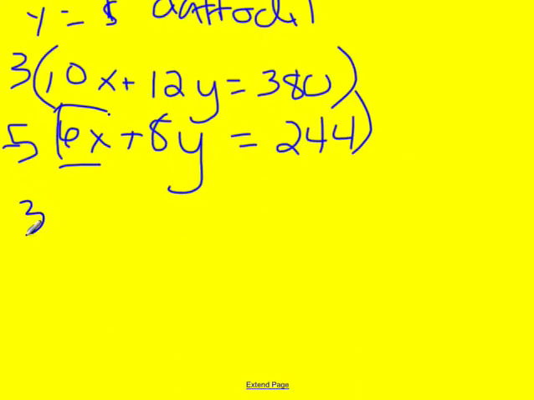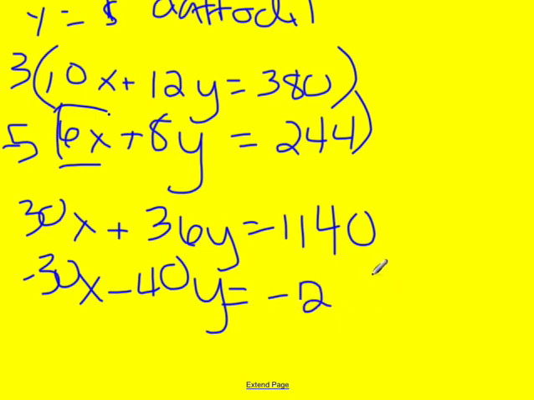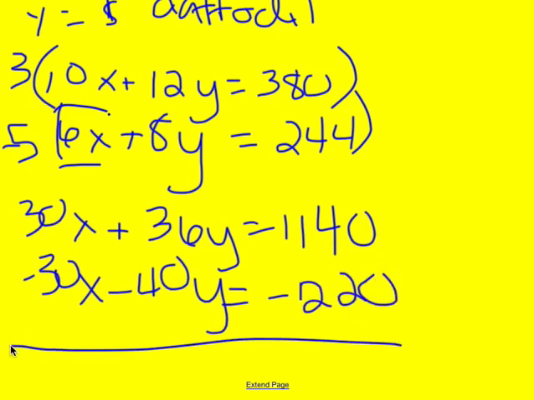So up top, I have 30x plus 36y is equal to 1,140. On the bottom one, I'm going to have -30x minus 40y is equal to 1,220. So I'm going to have you finish solving this on your own, please. Remember that you need to label the x coordinate, windflower, and the y coordinate, daffodil.